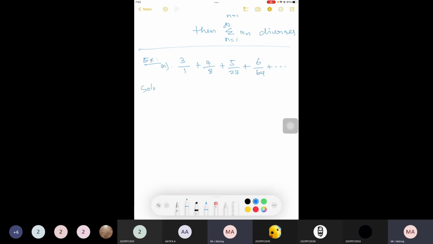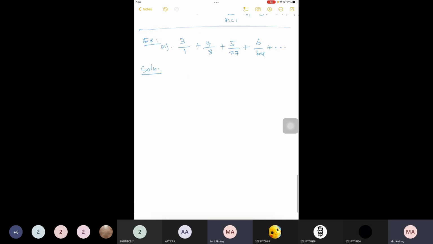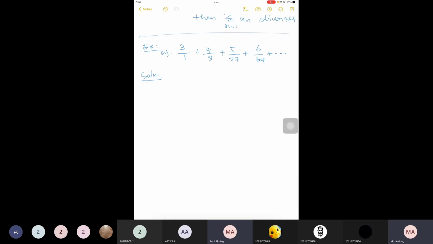First we have to consider Un, the nth term. We can consider this term as the nth term of this series. The first term is equal to 3. Consider the numerator alone: 3, 4, 5, 6 and it goes on. It is definitely an arithmetic progression. Therefore, we can find the nth term: Tn is equal to 3 plus (n minus 1) into 1, that is equal to n plus 2. That is the nth term.